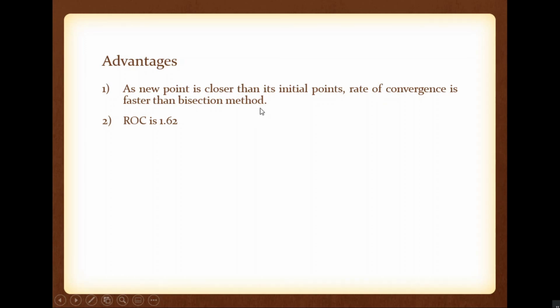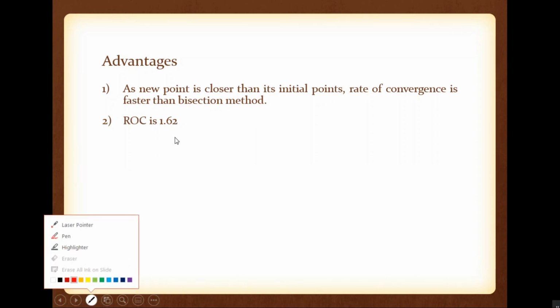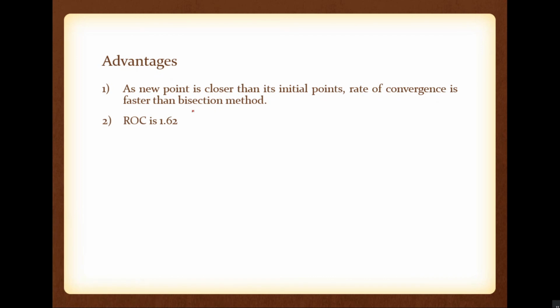Actually, we have not discussed what the rate of convergence is. I told you rate of convergence is speed of convergence. It is actually determined by using the current error and the previous error. I will discuss speed of convergence later. But for the time being, the rate of convergence of the bisection method is 1, and the rate of convergence of the secant method is 1.62. So please note that. That is the main advantage of the secant method.